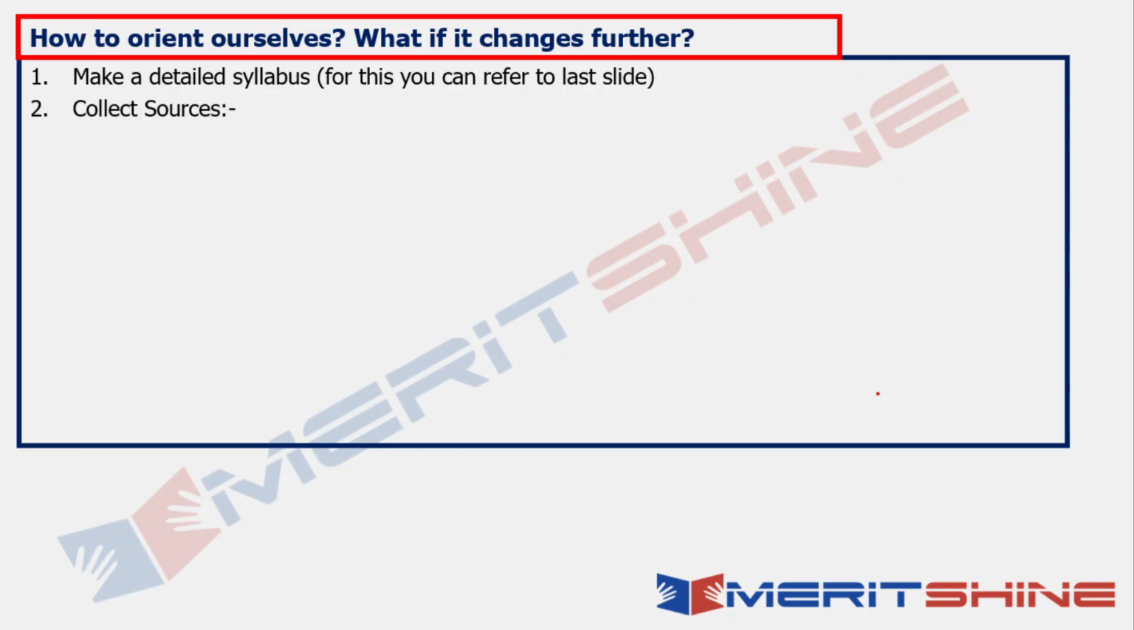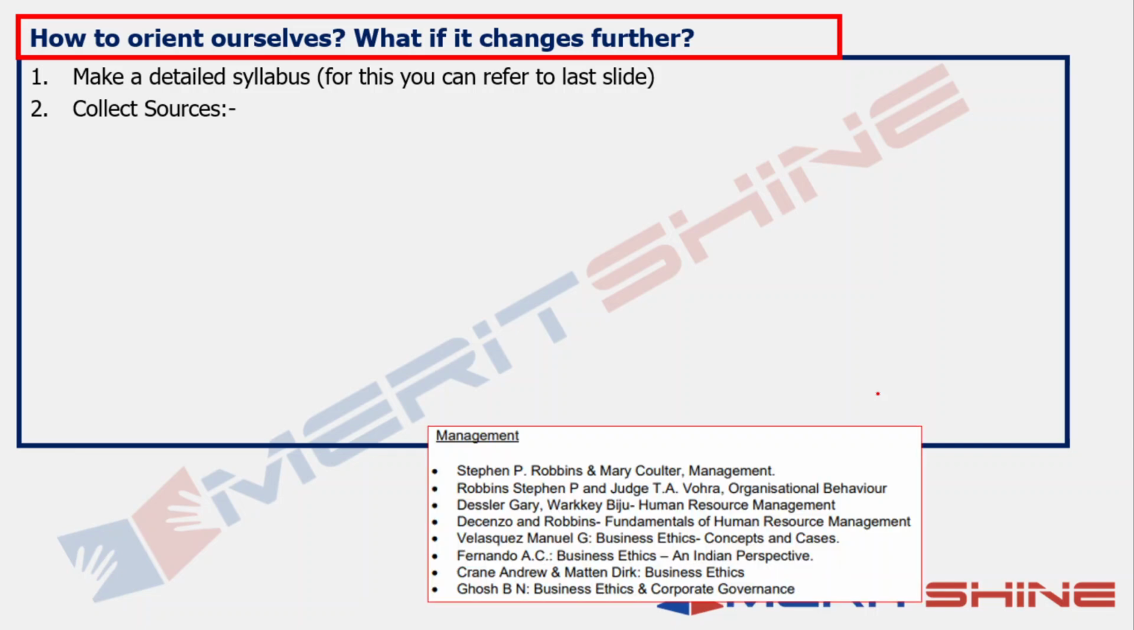Okay, now then collect sources. Now, is RBI telling us anything about sources in management? I mean, RBI had always been detailed in ESI and finance, but for management, till the 2019 notification, they did not give any source. But 2020 was the first notification where they gave us some sources for management. So these are the books that RBI gives.